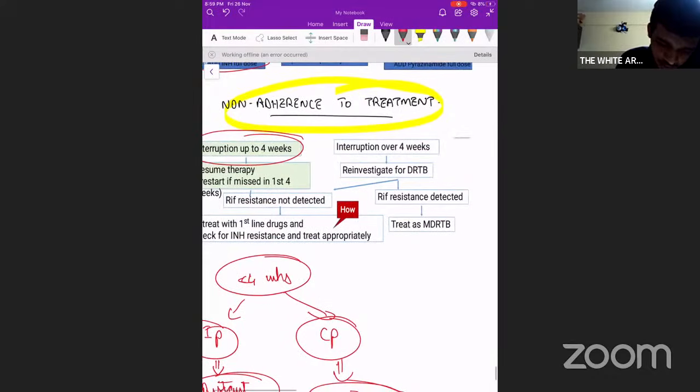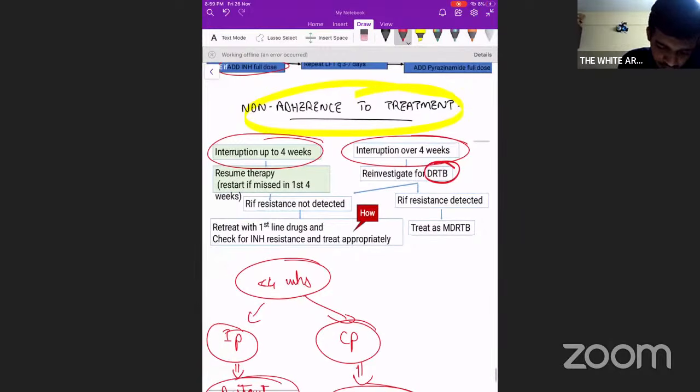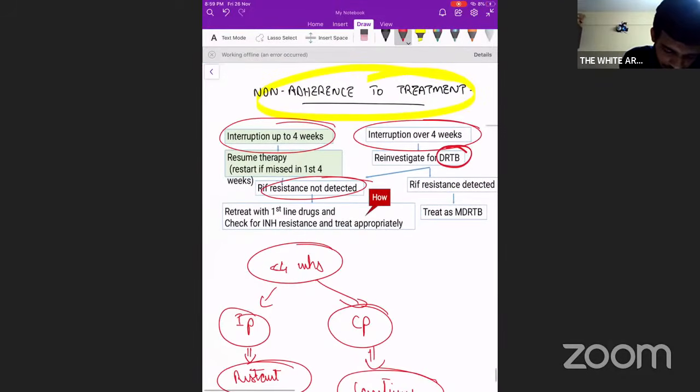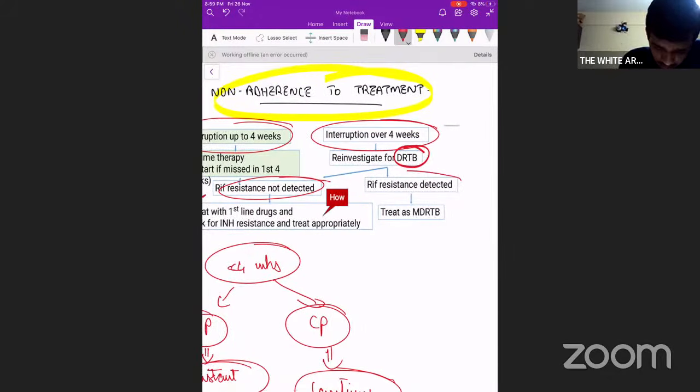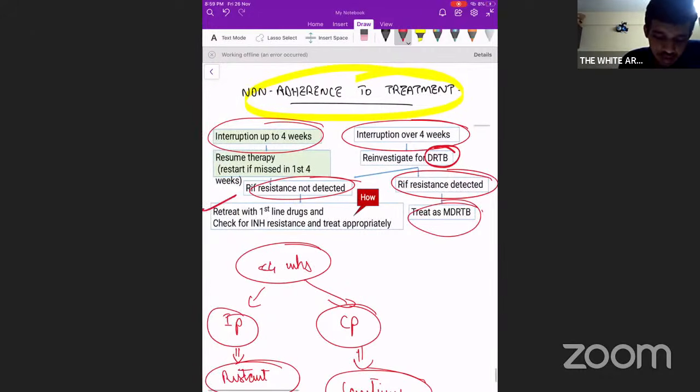But if the interruption has been more than 4 weeks, then reinvestigate for drug-resistant tuberculosis. If rifampicin resistance is not detected, then retreat with first-line therapy, and you start the whole treatment from the beginning. If a drug-resistant pattern has been found, then treat it as MDR-TB. Okay, that's it, simple. So interruption less than 4 weeks, more than 4 weeks.